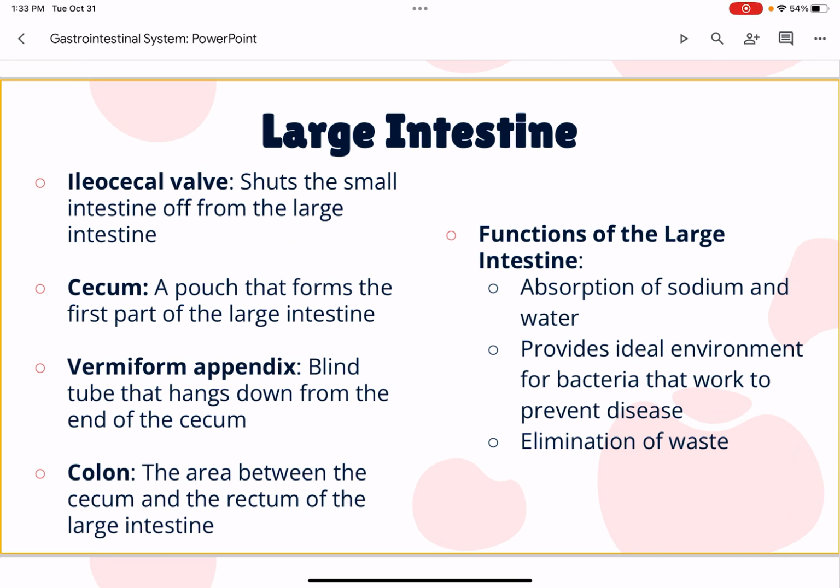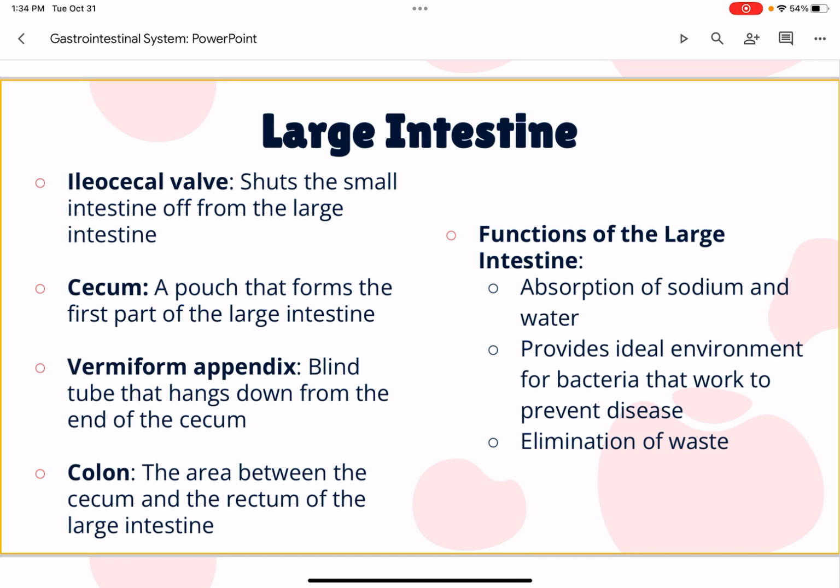Next, we have the large intestine. The large intestine helps to regulate water balance. After chyme has moved through the stomach and small intestine, it consists mainly of water and indigestible waste such as cellulose. Chyme takes 3 to 10 hours to become feces, which is water, solid waste material, bacteria, and mucus. When a peristaltic contraction brings chyme toward it, the ileocecal valve opens, allowing the chyme to enter the large intestine. The ileocecal valve shuts the small intestine off from the large intestine.